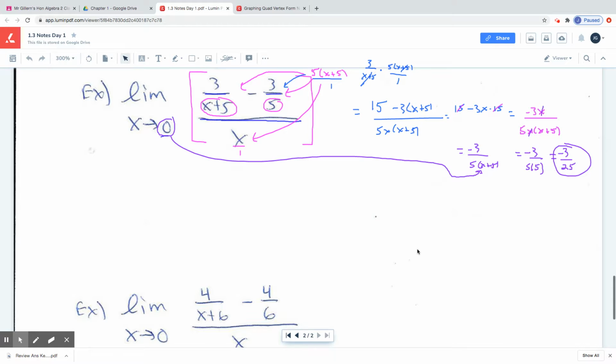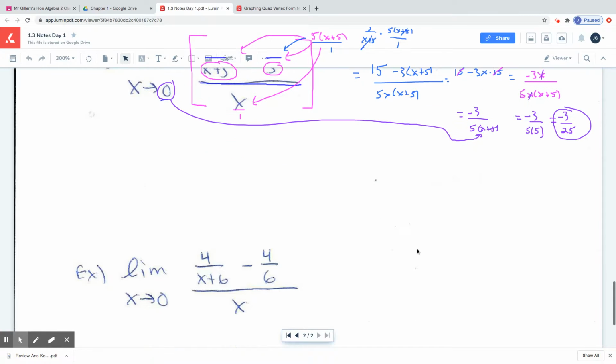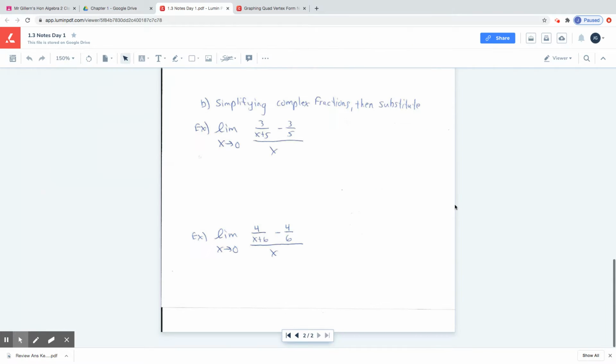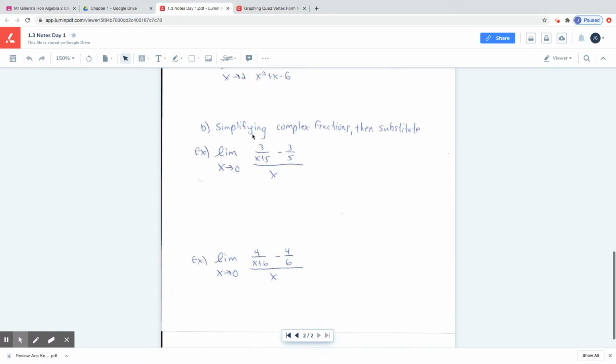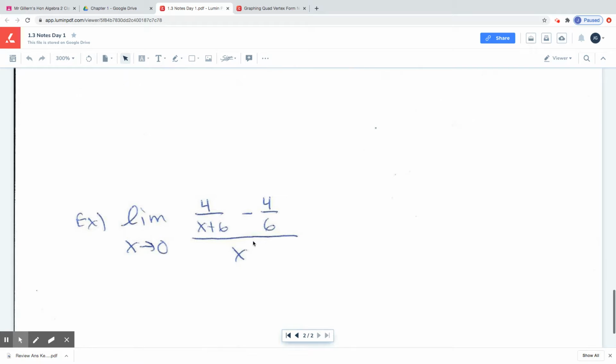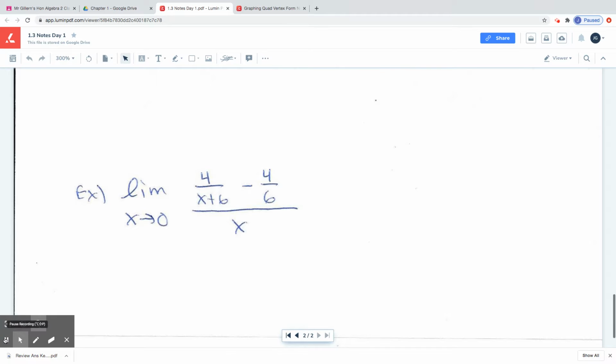All right, so follow the same steps we just did and do the limit of 4 over x plus 6 minus 4/6, all over x. Try this one right now on your own. See if you can get the right answer. All right. So let's see how you guys did.